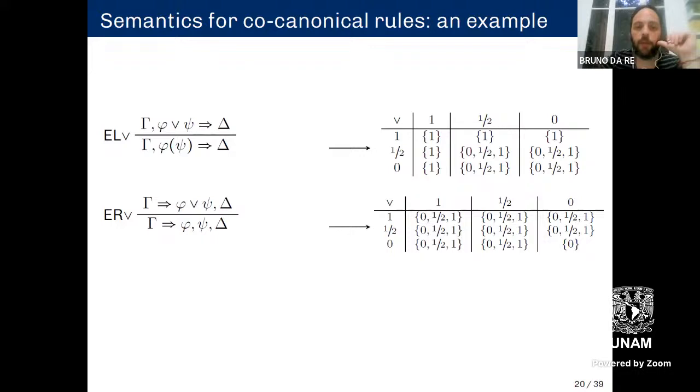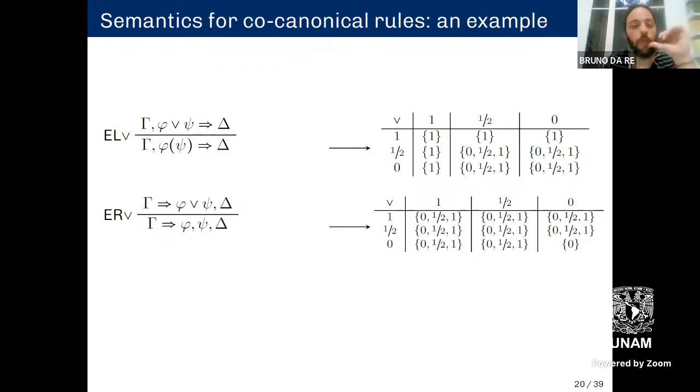In the first case, we have two rules. Actually, this is an abbreviation, but we have two rules. If we have a disjunction on the left, we can eliminate on any of the disjuncts. And the way to give a truth table for these rules is to read it from bottom to top, trying to get a counterexample.